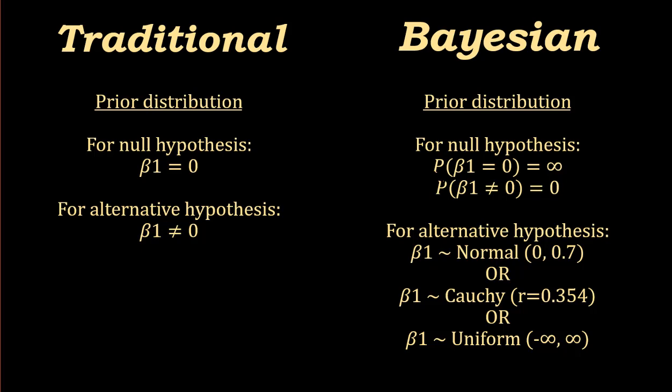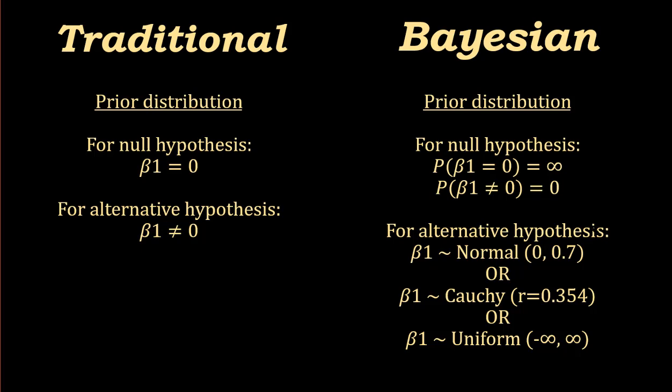We say that the probability density of beta 1 being 0 is infinity. So basically, we say that that's the only possible value. And the probability of beta 1 being different than 0, we say 0. So other values are impossible, which is the same as saying that, but in a different language. Now, for the alternative hypothesis in the traditional approach, we just say that beta 1 is different than 0. Some alternative hypotheses are that beta 1 is more than 0 or that beta 1 is less than 0, so they are directional hypotheses. But in this case, we just say that it's different, could be higher or lower.